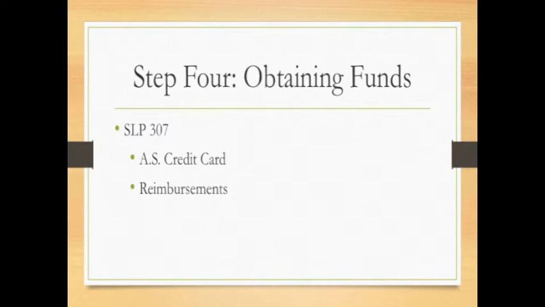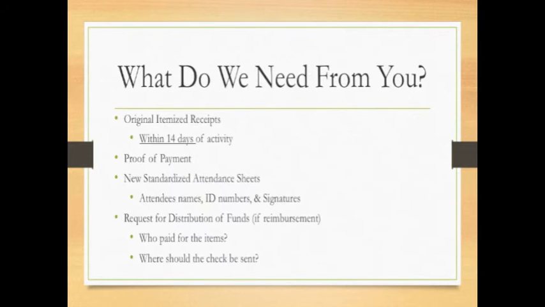If you have been allocated funds, you can visit SLP 307 to utilize a university credit card for event purchases. You will fill out an AS credit card request form located on the AS website. If you choose to buy your event supplies with your own money, you will need to turn in original and itemized receipts with an ASBC reimbursement form found on the AS website. These will need to be turned into SLP 307 within 14 days of activity.